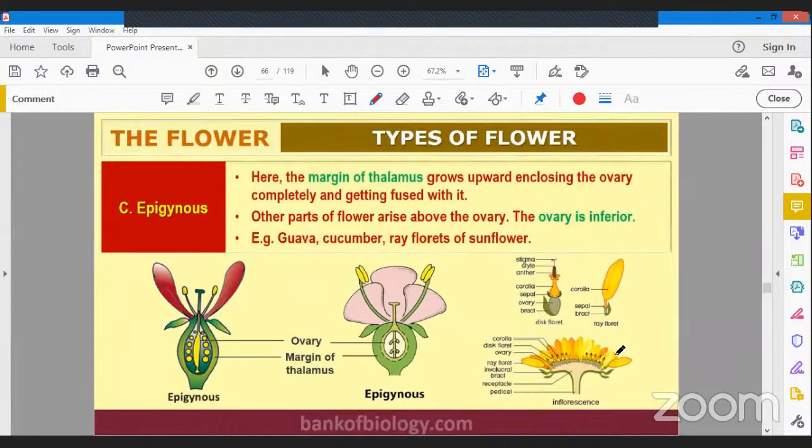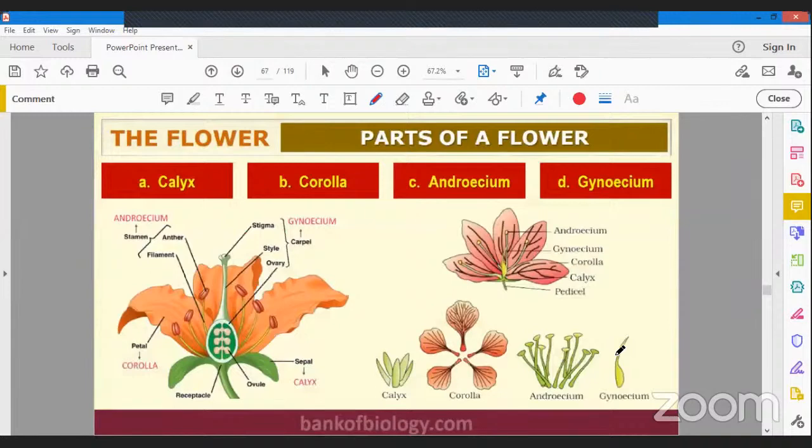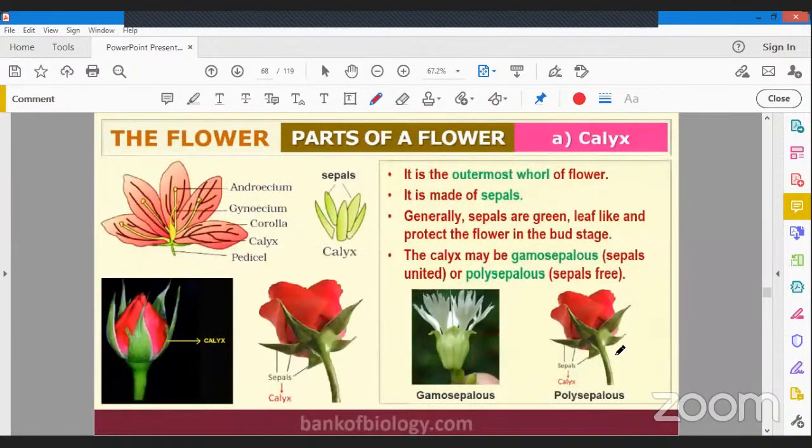Done. So we go to the next one. Parts of a flower: calyx, corolla, androecium, and gynoecium. The calyx is the outermost whorl, and it is made up of sepals. Individual units are called sepals. Sepals are usually green in color, leaf-like, and they protect the flower in the bud stage. If the sepals are all fused, then it is gamosepalous. If they are all free, then it is polysepalous. Take it down.